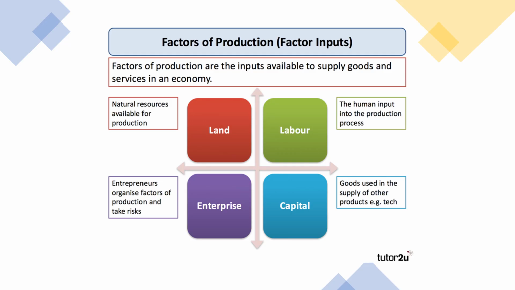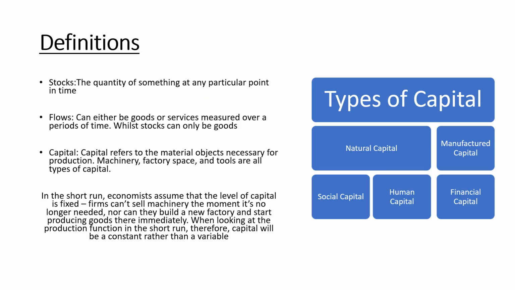So, what are the factors of production? I'm sure people do know the factors of production already: natural land, labor, enterprise, and capital. And then we'll go into the definitions. So one big definition that you need to know about is the definition of stocks, the quantity of something at any particular point in time. Whereas flows can be goods or services measured over periods of time. And while stocks can only be goods, flows can be goods or services.